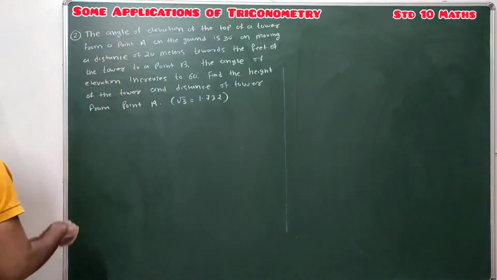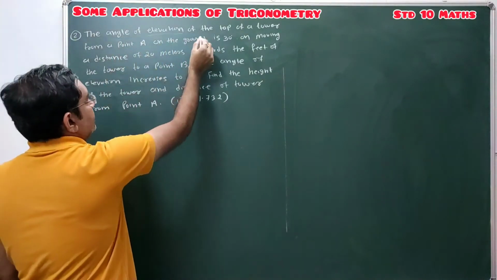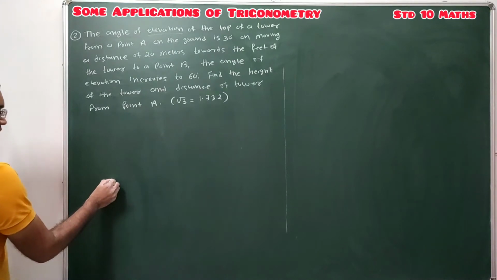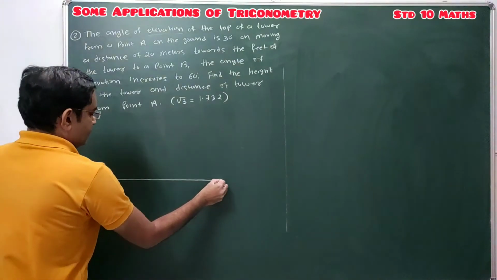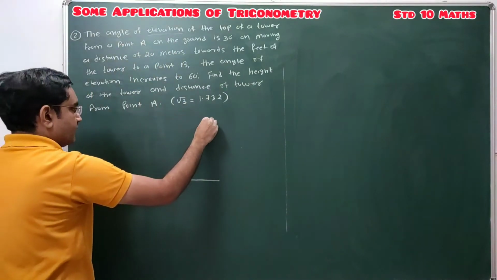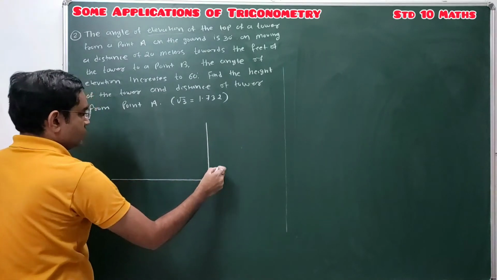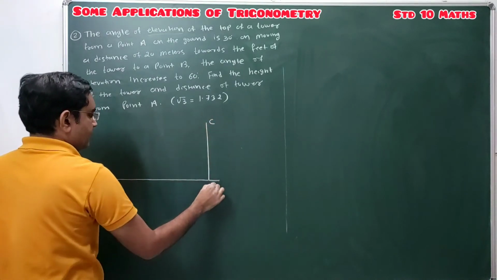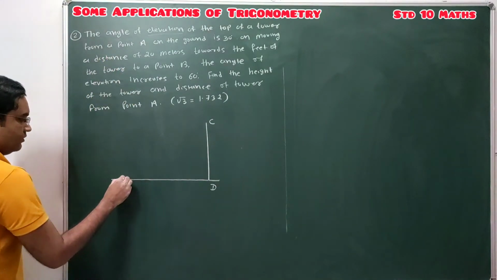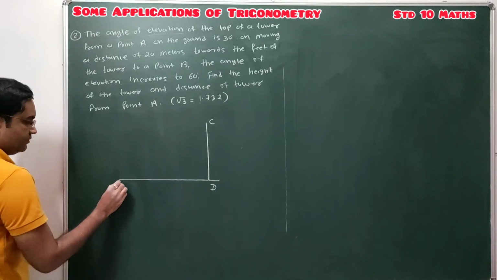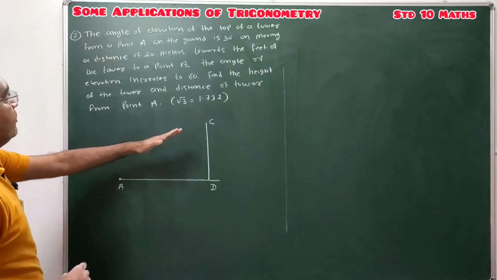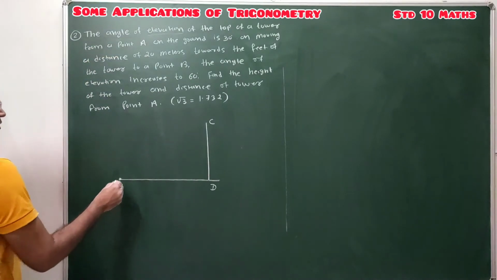So here the angle of elevation is there. The angle of elevation of the top of the tower from the point A on the ground. So first you have to draw the ground line, a point on the ground, and you have to observe the top of the tower. So one tower is there. Suppose CD is the tower, and suppose this is point A on the ground. The angle of elevation of the top of the tower from point A on the ground is 30 degree.